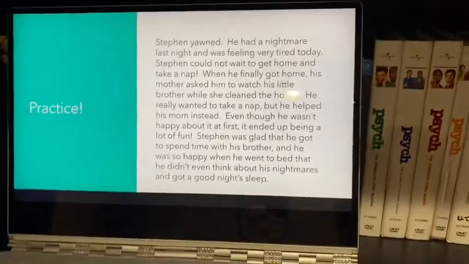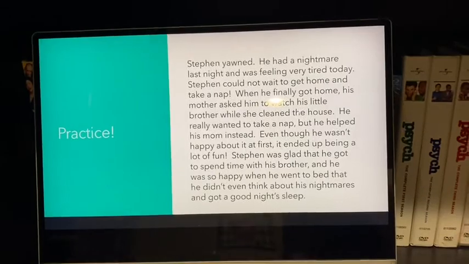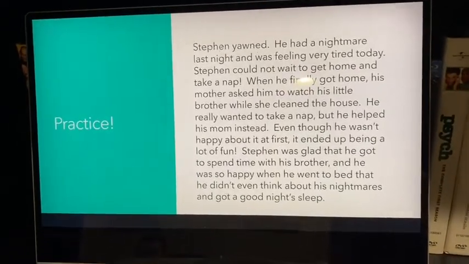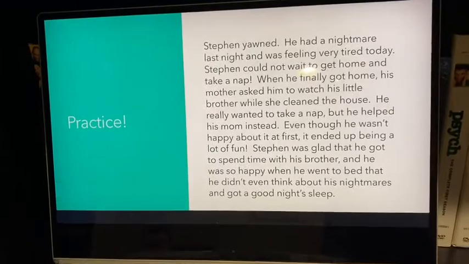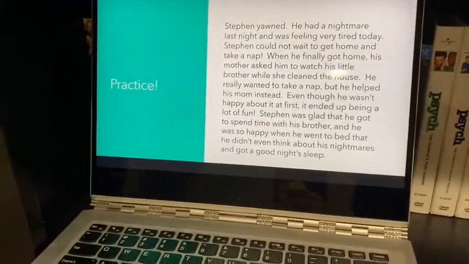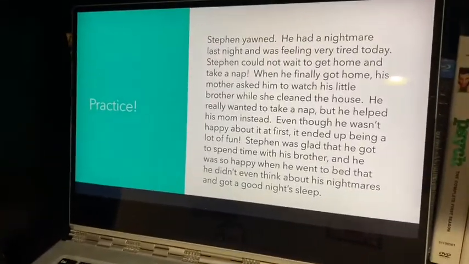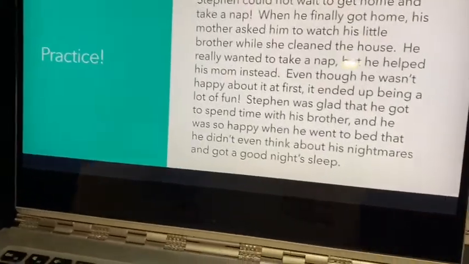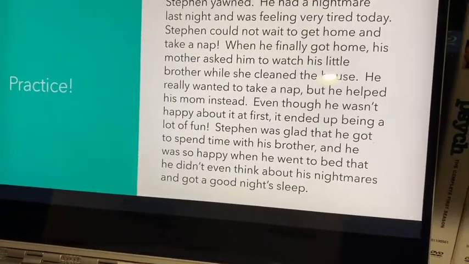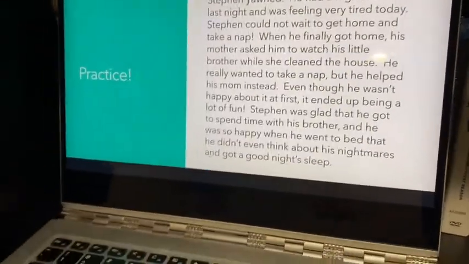Okay, so I have some practice for you. I'm going to read this, and then I'm going to ask you to help me characterize the character and figure out what he's like. So, Stephen yawned. He had a nightmare last night and was feeling very tired today. Stephen could not wait to get home and take a nap. When he finally got home, his mother asked him to watch his little brother while she cleaned the house. He really wanted to take a nap, but he helped his mom instead. Even though he wasn't happy about it at first, it ended up being a lot of fun. Stephen was glad that he got to spend time with his brother, and he was so happy that when he went to bed, he didn't think about his nightmares and got a good night's sleep.